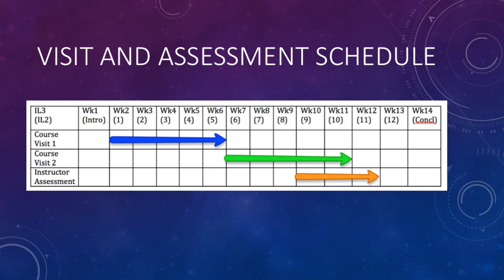When will this change occur? All course visits and instructor assessments will begin taking place in Qualtrics this semester. You will typically receive an invitation with links to complete your first course visit at the beginning of week 2. That's week 1 for iLearn2 users. And you'll have until the end of week 6 to complete your first course visit. Links to complete the second course visit will go out at the beginning of week 7 and will be due the end of week 11.